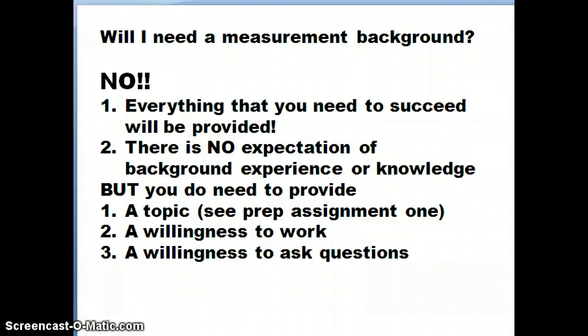And third, and perhaps this is most important, you're going to have to be willing to ask questions. Just because you've always done things in a certain way, you need to ask questions. Is this the best way to do it? Is this the best way to address that problem? Is this the best way to solve that issue? So be willing to ask lots of questions. That's really important, and you're going to see that very early in the class.